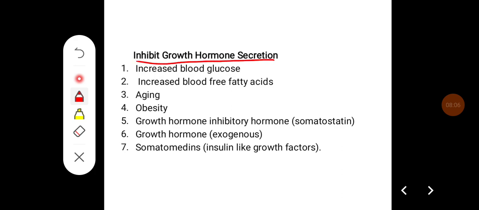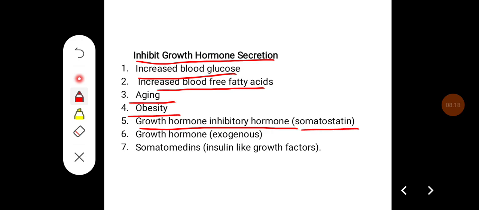Whereas some factors inhibit growth hormone secretion. They are increased blood sugar levels, increased blood free fatty acids, aging, obesity, growth hormone inhibitory hormone, which is also called somatostatin, and exogenous growth hormone, and somatomedins, which are also insulin-like growth factors. They inhibit the growth hormone secretion.